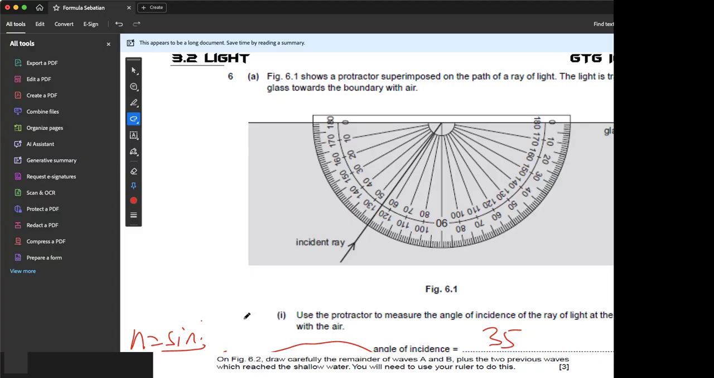So you should know that this i should always be the angle that is in air. It should always be in air, and this will be the angle that is inside the what? The glass or the medium, in this case, right? Do your calculation again. Tell me what's the answer for your angle of refraction.